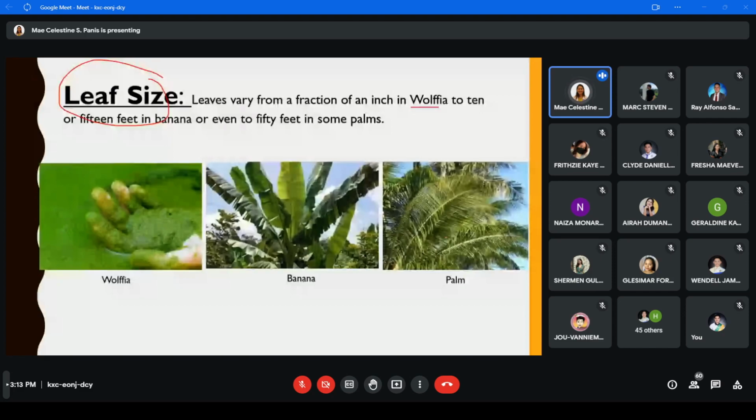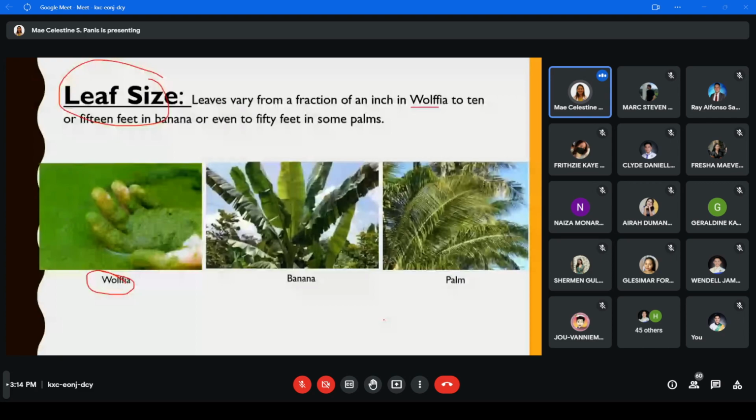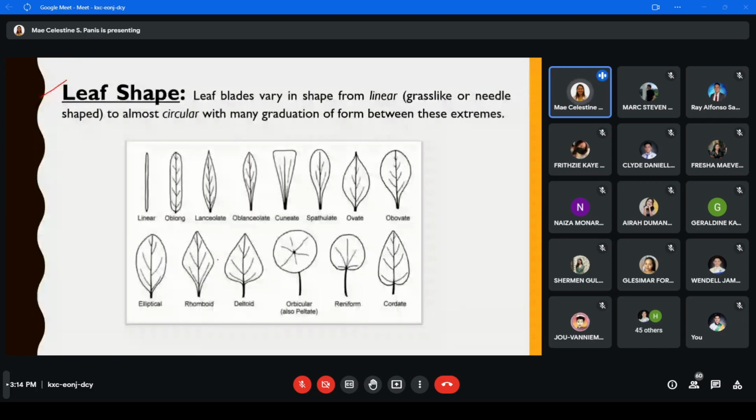So banana leaves differ in sizes, but have the same function, for photosynthesis and for gas exchange. Okay, so next is the leaf shape. Leaves come in many different shapes, as you can see here.